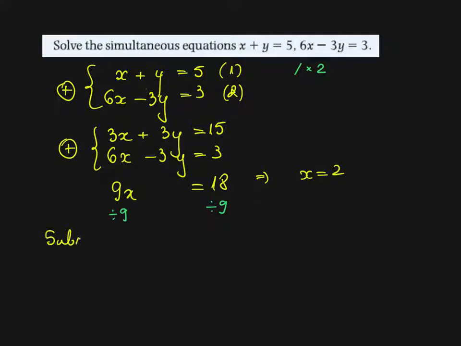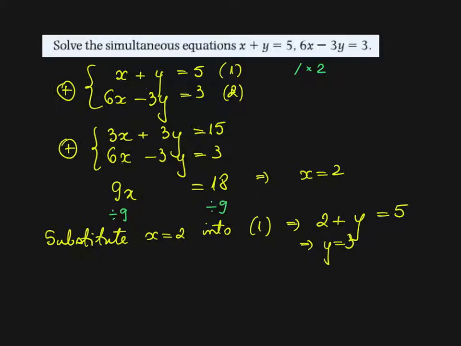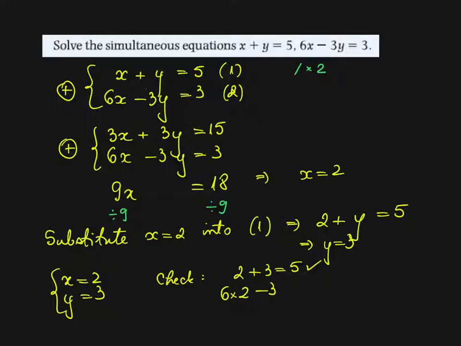I substitute x equals 2 into, I think equation 1 looks simpler, so 2 plus y equals 5. Take away 2 from both sides, therefore y equals 3. So my solution is x equals 2, y equals 3. I check by substituting into 1, x plus y equals 5, correct? 6x minus 3y gives me 12 minus 9 gives me 3, so that's correct too.